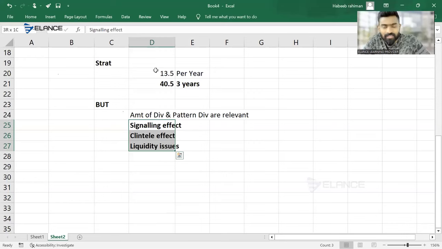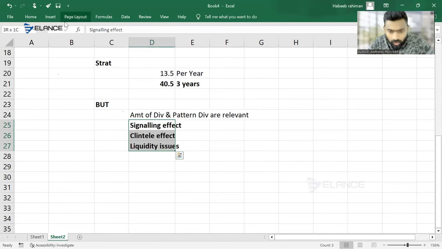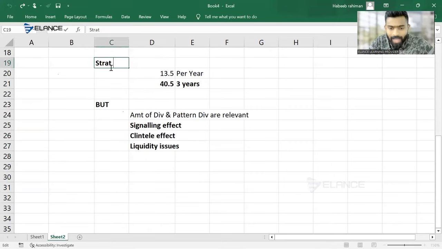Due to this effect, an organization can't easily change its dividend pattern. See, previously the coffee company was paying a high dividend, and now they are completely reducing it. That change in pattern is going to have adverse effects, due to the signaling effect, the clientele effect, and liquidity issues. So this is how I will write my answer for Director C's opinion.